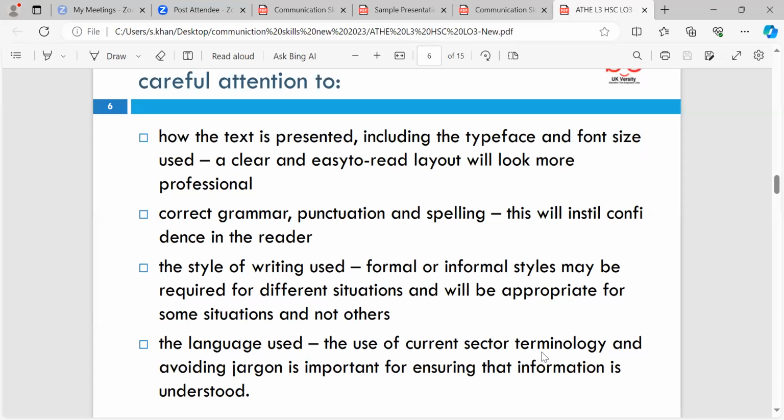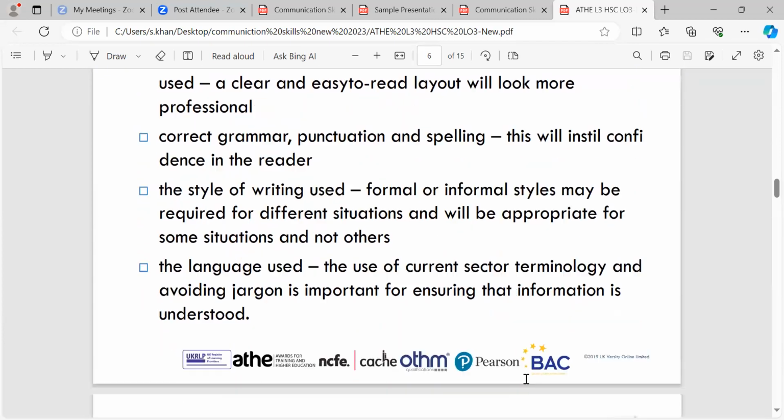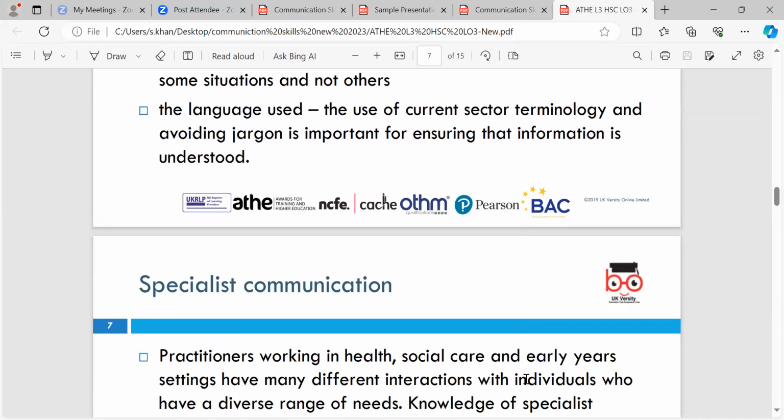The language used, which is the use of correct language and correct terminology, and the jargon used, is ensuring that the information you've given is actually understood.